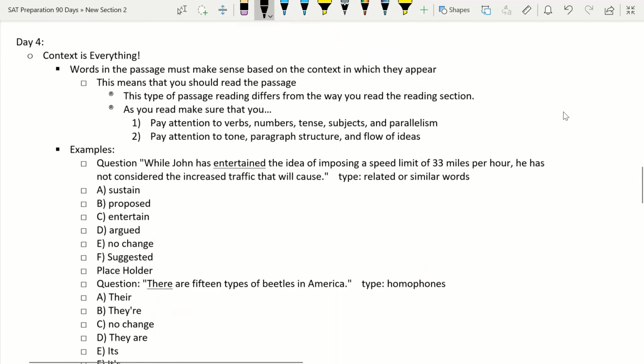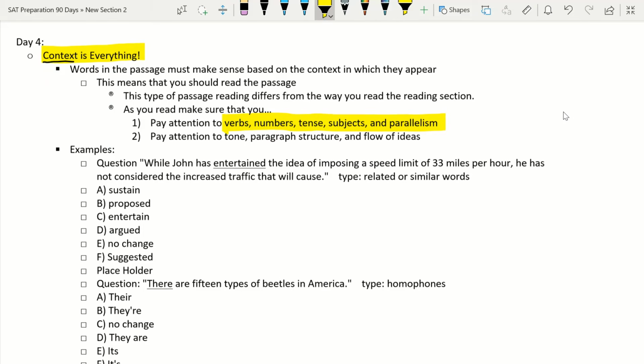Okay, so that's our review of two days ago. Now we can get into the fresh content for today. Today we're going to be talking about context to start off. So I'm going to switch to my highlighter and we're going to get through that. Context is everything with the SAT writing section, right? You want to know what's going on in the passage, not so much like you do on the reading section to answer questions about the actual passage, but so that you understand what's going on as far as verbs, numbers, tense, subjects, and parallelism, right?